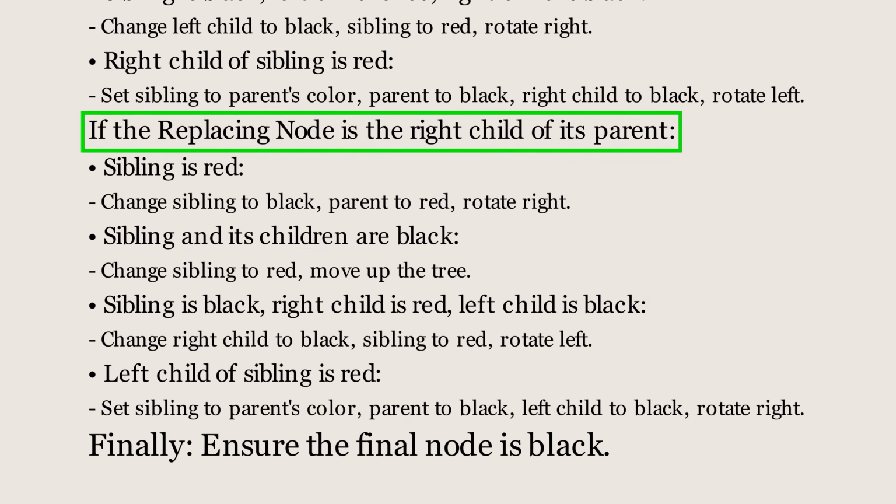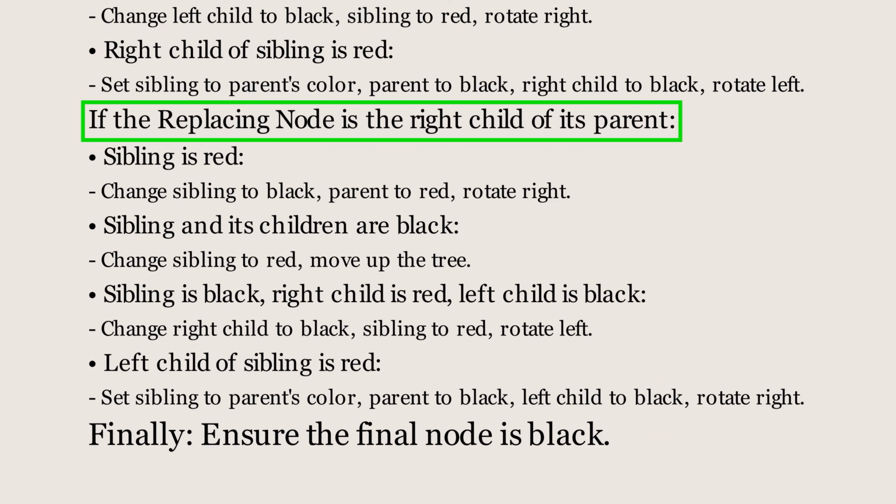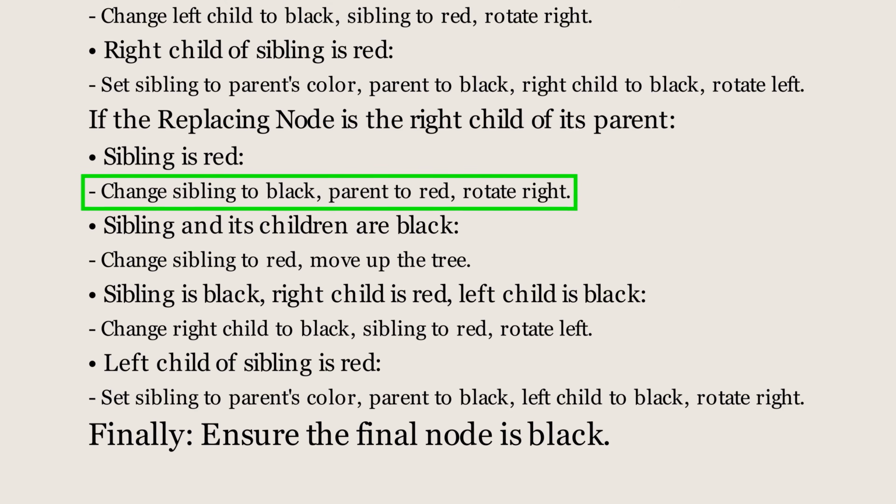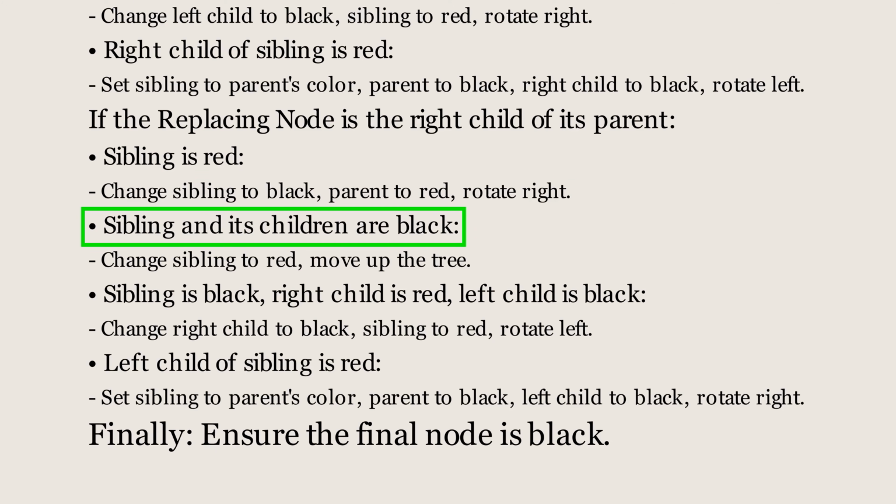Now, if the replacing node is the right child, the process is similar but mirrored. Instead of focusing on the left side, you look at the right side. If the sibling is red, recolor it to black and the parent to red, followed by a right rotation on the parent. If the sibling and both of its children are black, you simply recolor the sibling to red and move up the tree to the parent.